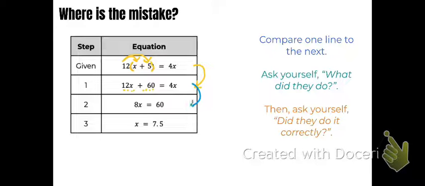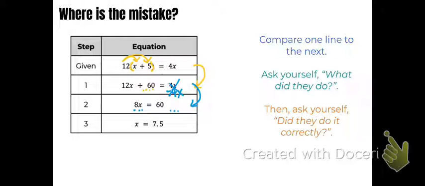What changed here? Well, notice they moved the 4 over to this side. It's not over here anymore. Did they do that correctly? Well, in order to make this 0 on the right side, we would have had to subtract 4x. And that would have gone away. And when we subtract 4x over here, yep, that does give us 8x, so that's correct. Also, they moved the 60 over to the right side. Did they do that correctly?